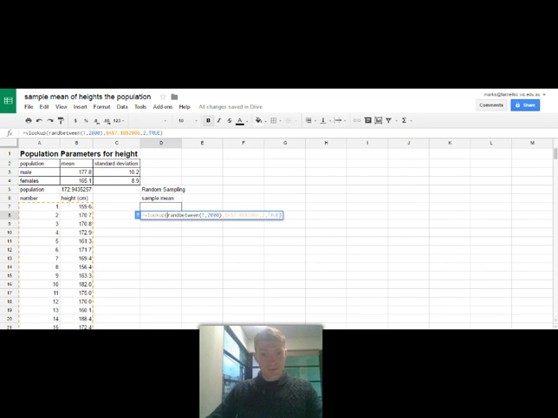Let's have a look. Once the formula is in, it's always good to double check to see that it's correct. So it should be VLOOKUP, RANDBETWEEN 1 to 2,000. Then you've got your selected range of your population, comma 2, comma TRUE.